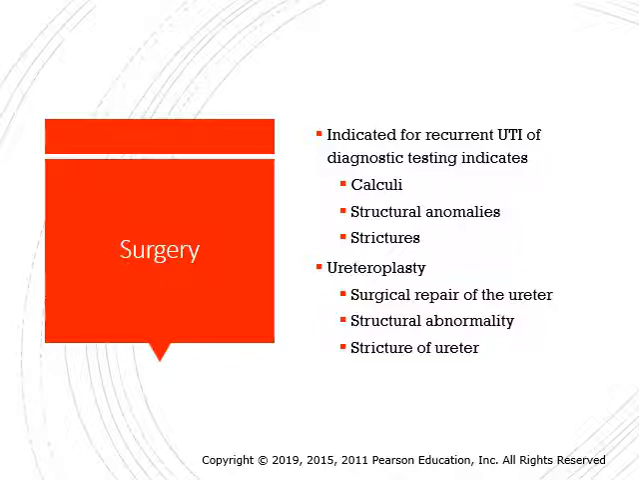Sometimes the urethra or the ureters become narrowed to the point where it impedes or occludes urine flow. So those would be reasons for surgery. Ureteroplasty is a surgical repair of the ureter due to structural abnormality or a stricture of the ureter. So again, just know that they're out there.